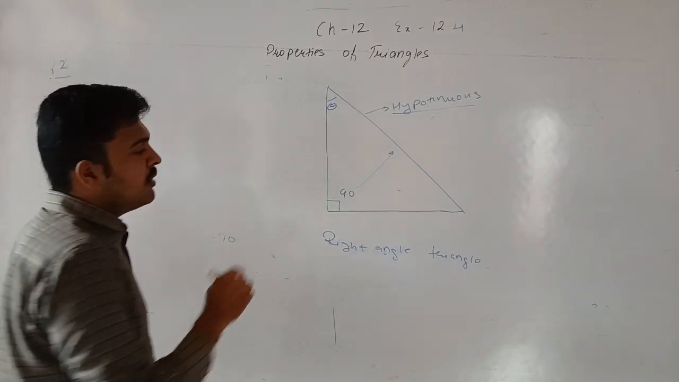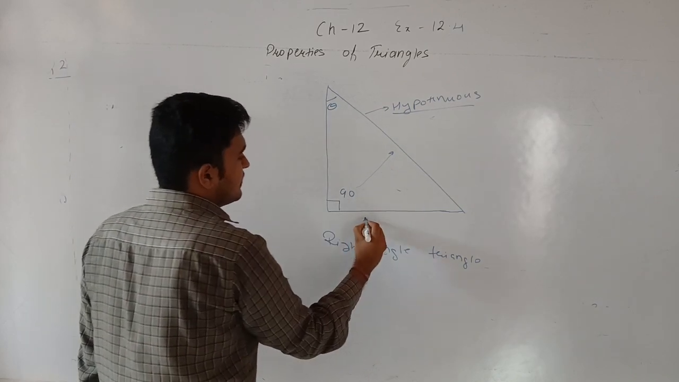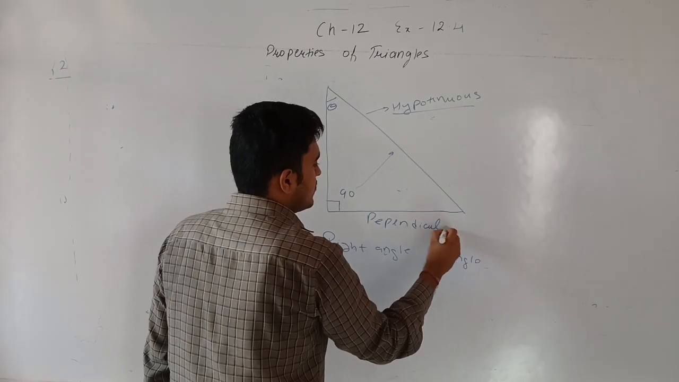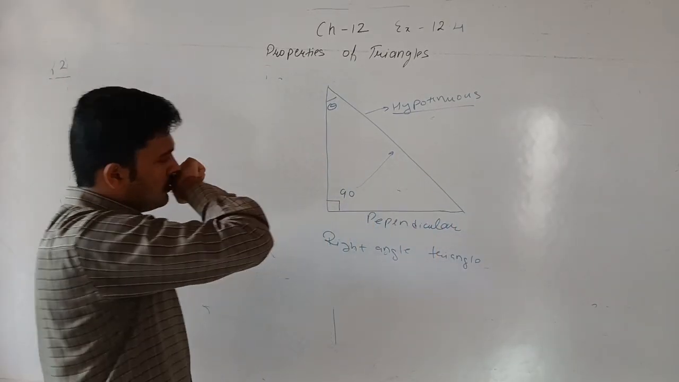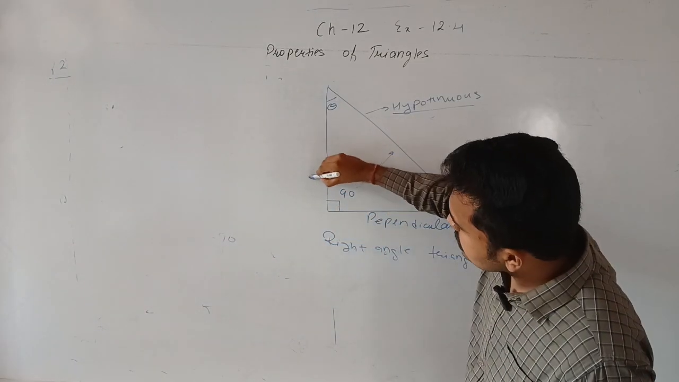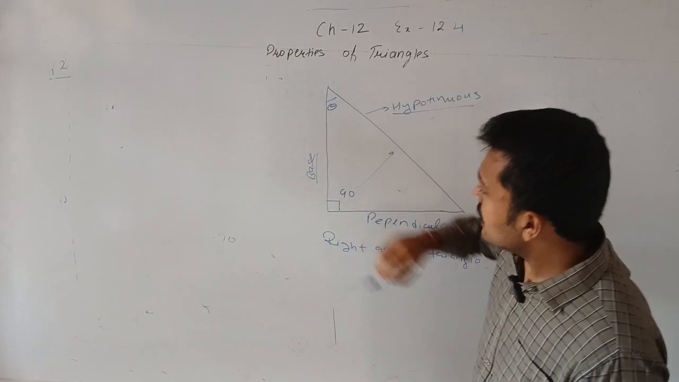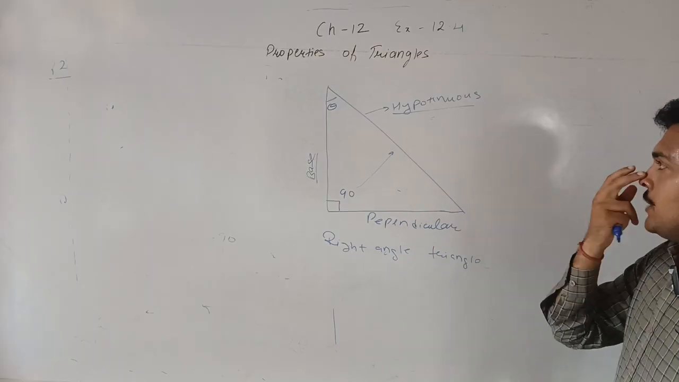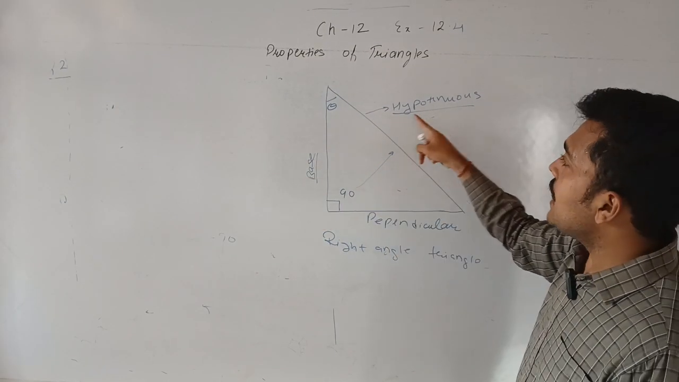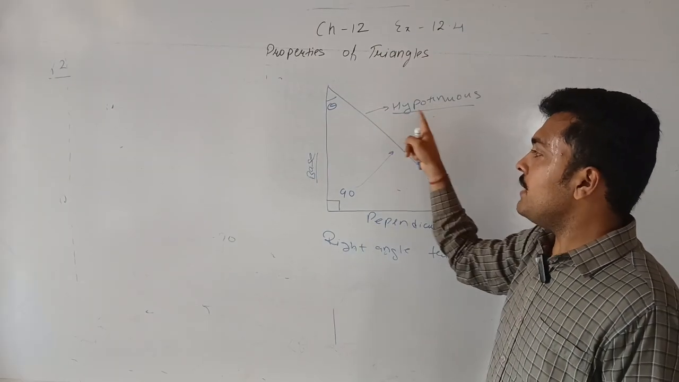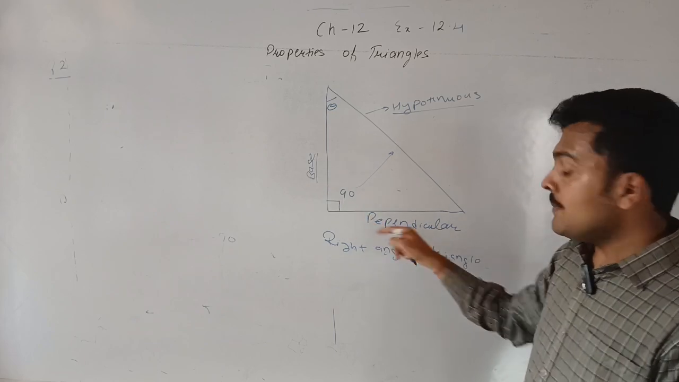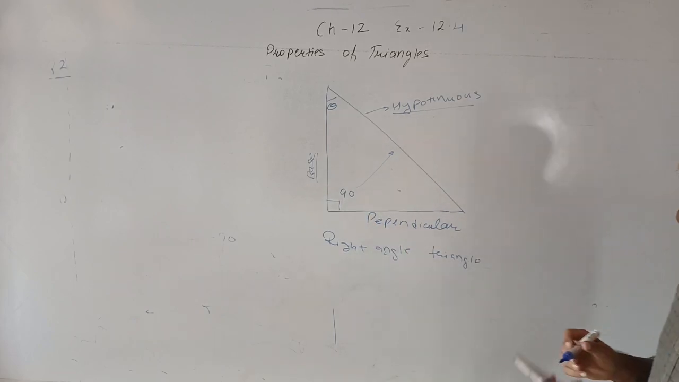opposite to 90 degrees. Then with respect to angle theta, the side which is opposite to angle theta is the perpendicular, and the other side will be the base of the triangle. So the 90 degree angle is always between the perpendicular and base, and theta is always between base and hypotenuse.